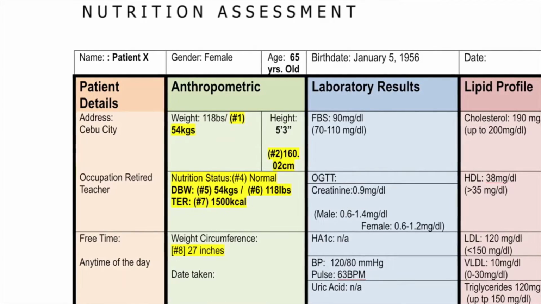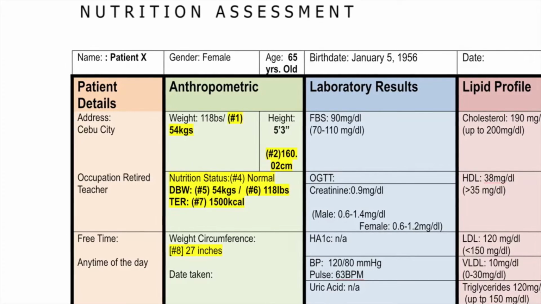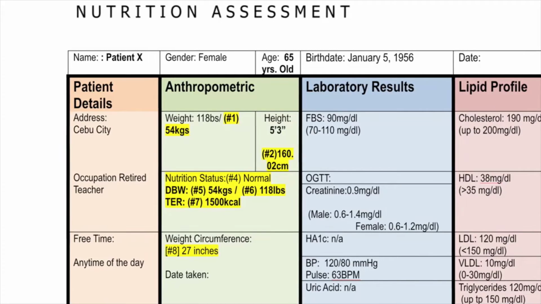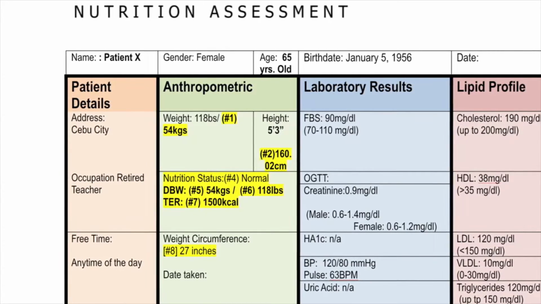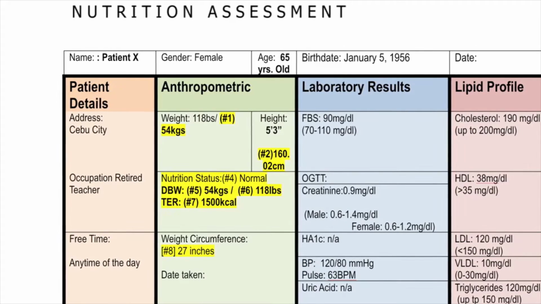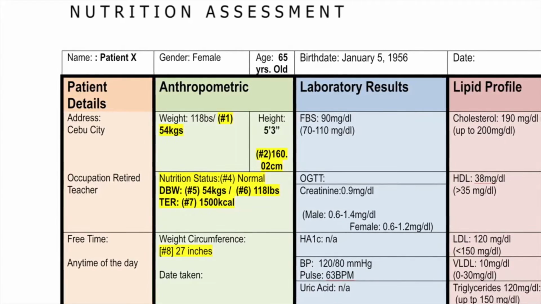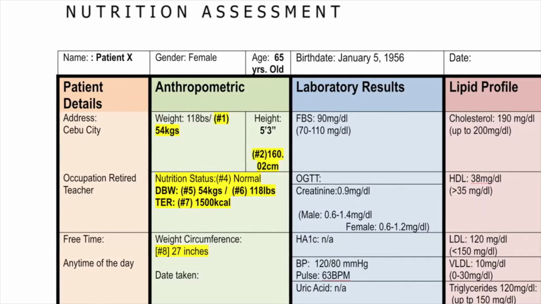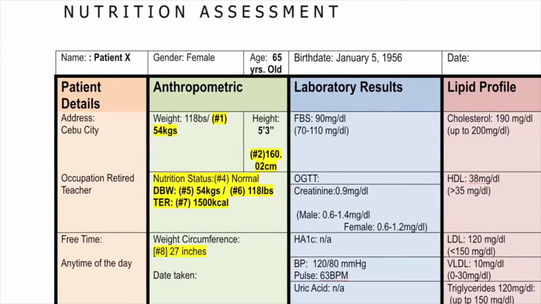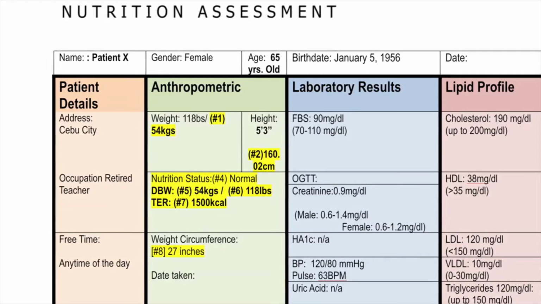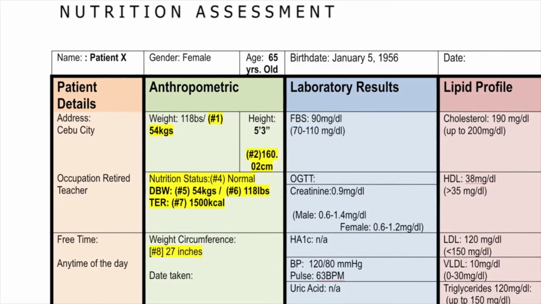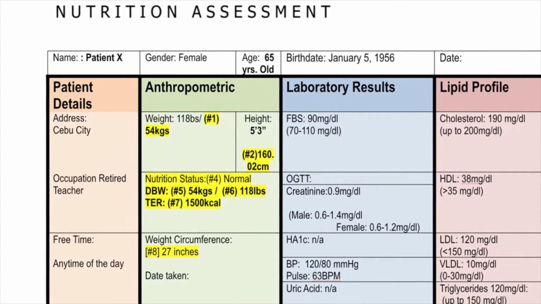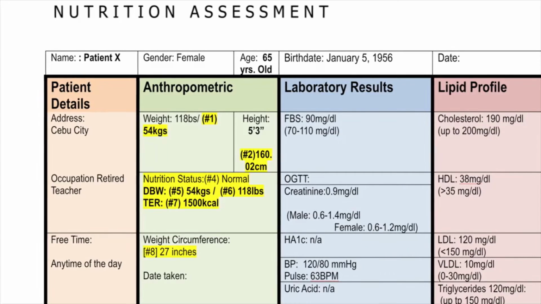She is a female, 65 years old, and she is from Cebu City. She is a retired teacher, and she is free any time of the day. Her anthropometrics: her weight is 118 lbs or 54 kilograms. Her height is 5'3" or 160.02 cm. And her nutritional status is normal.